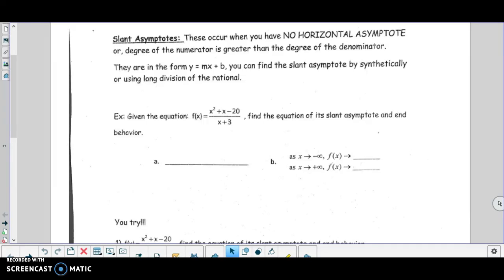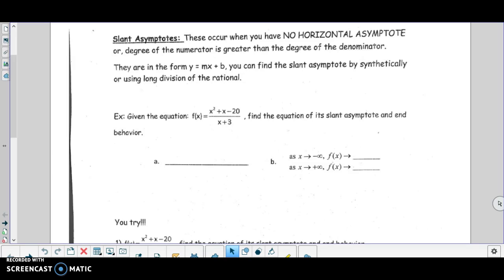Alright, slant asymptotes come from when you don't have a horizontal asymptote, right? What direction do horizontal asymptotes go? Are they up and down or left and right? Left and right. So a slant asymptote won't be exactly horizontal. It's going to be at some type of diagonal, either facing up or facing down. It is a linear line of some sort, and this only occurs when you do not have a horizontal asymptote. You have one or the other.